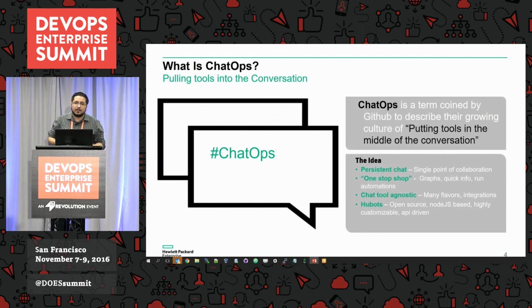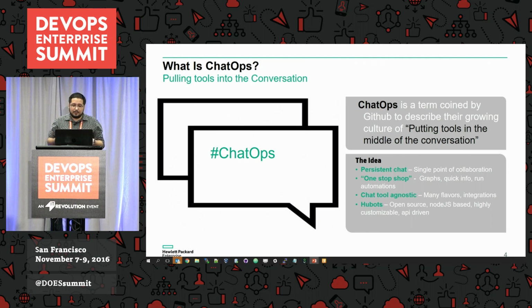So what is ChatOps? To put it in GitHub's terms, it's a term that was recently coined by GitHub a couple of years back. In their own words, it's the idea of pulling tools into the middle of the conversation. As a developer, you often have different defect tools, SCM tools, CI tools, all these tools that you're using on a daily basis, but nothing really bridges that gap together.